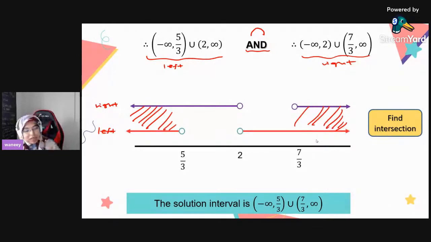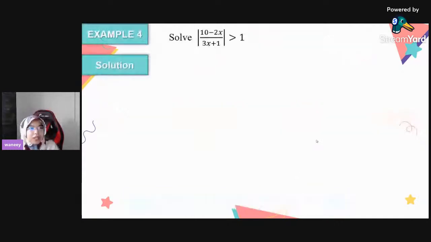Okay, so now let us try to do another one. Okay, so 10. Solve absolute value of 10 minus 2x over 3x plus 1 greater than 1. Okay, so now, as usual, you should open the absolute value sign. So we are going to use the basic definition. So this is 0, 1, negative 1. We want the distance to be more than 1. So it should be on the right hand side of 1 or on the left hand side of 1.